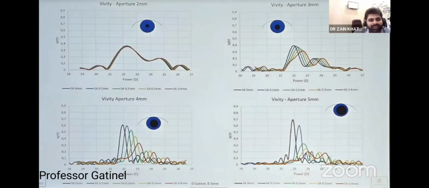If you look at a lens like Vivity, at a 2 millimeter pupil you've got an MTF which is low, but excellent depth of focus. So in a small pupil it has a good depth of focus. But as the pupil size increases, in patients who have higher spherical aberration, if you look at the 5 millimeter pupil right down here, you can see that depth of focus and MTF are good only if the spherical aberration of the cornea is 0. If it goes to 0.4, the MTF goes really down. So again, pupil size and spherical aberration of the cornea become important points.